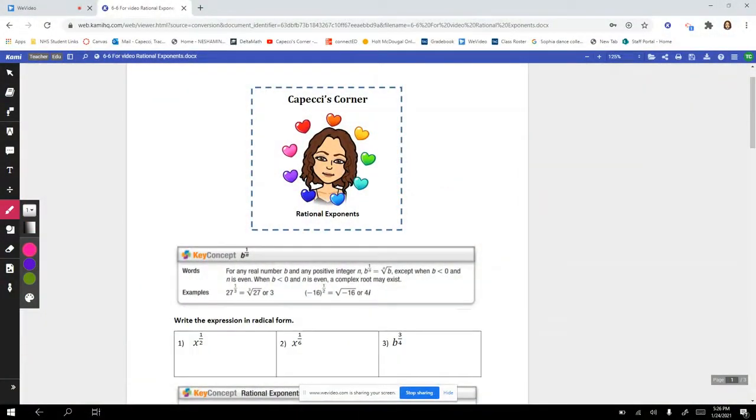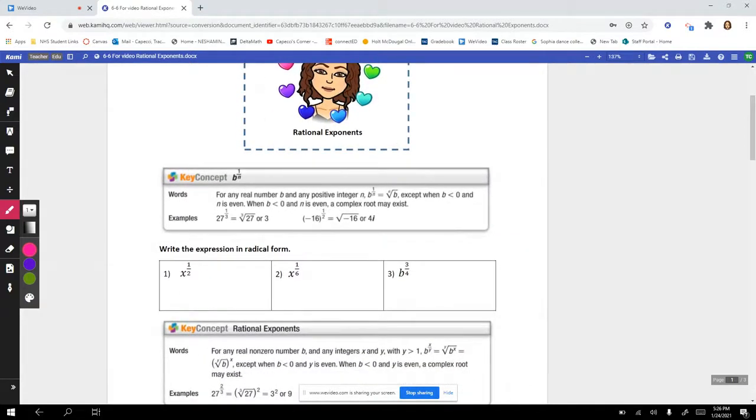Today on Capechi's Corner, we're going to look at rational exponents. So when we have an exponent, we have something like 27 to the 1/3. The 3, the denominator there, is going to be our index. And then the first power, our numerator, is going to be our power for our radicand.